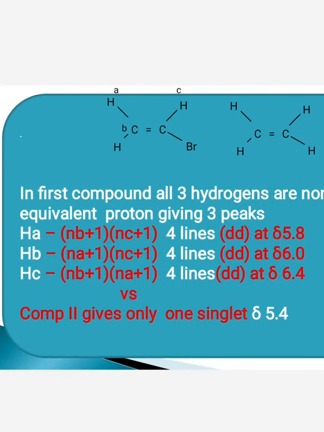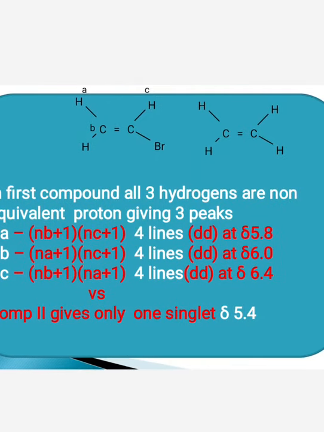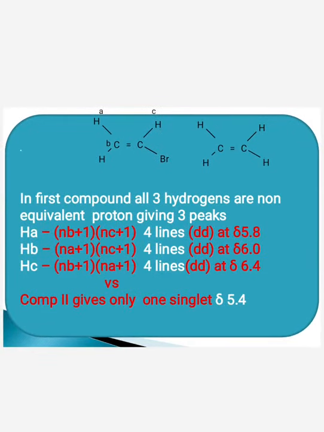So the number of lines for Ha set of protons equals (Nb plus 1) into (Nc plus 1), 4 lines. For Hb protons also we get 4 lines, that is (Na plus 1) into (Nc plus 1), and for C set of protons we get 4 lines also, at a different chemical shift. While in the second compound, in ethylene, all the 4 hydrogen atoms have the same chemical environment and hence are of the same kind. So we get only a singlet for this second compound at delta 5.4. In this way we can distinguish both the compounds using NMR.